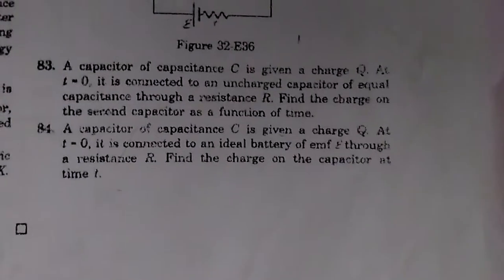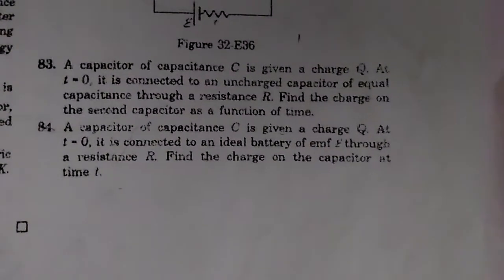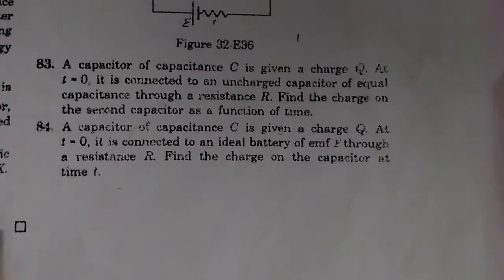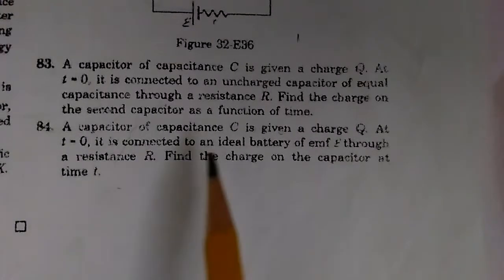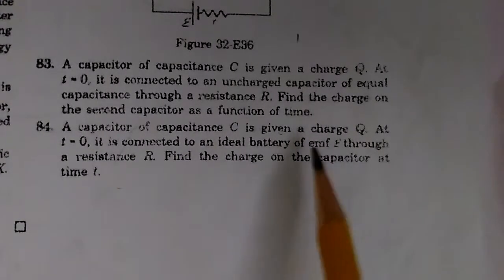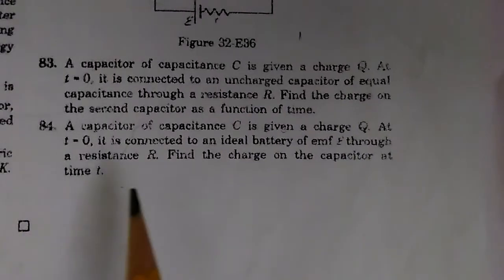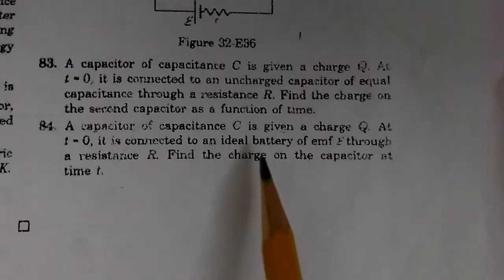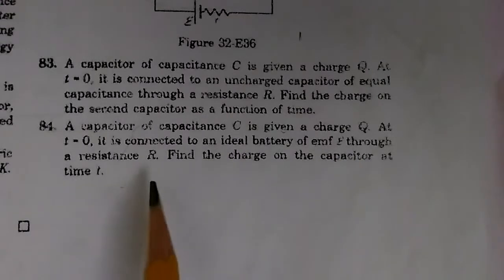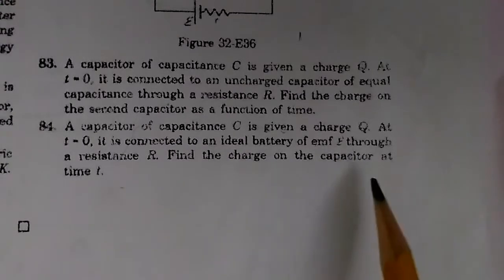Question number 84. It's a capacitor charging problem. A capacitor of capacitance C is given an initial charge of capital Q. At t equal to 0, it's connected to an ideal battery of EMF E through a resistance R, and we must find the charge on the capacitor at time t.